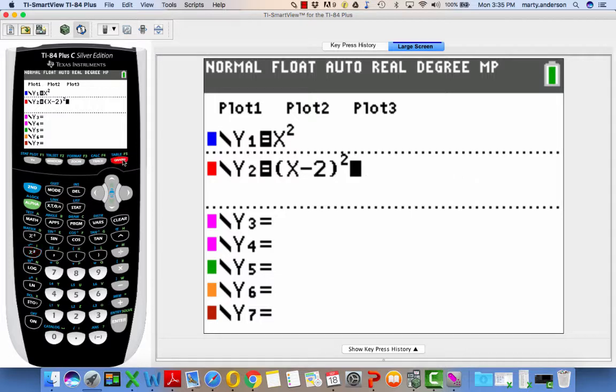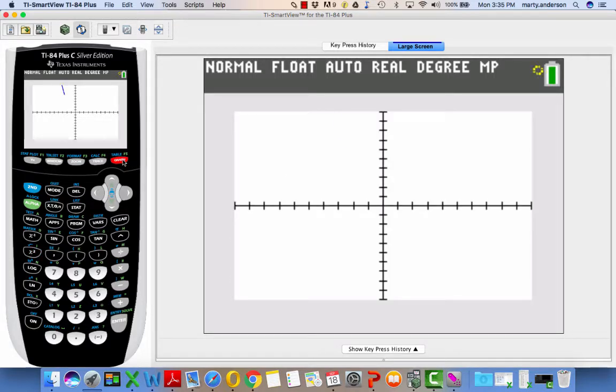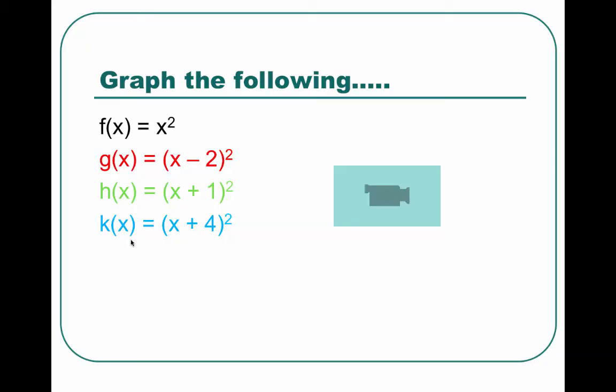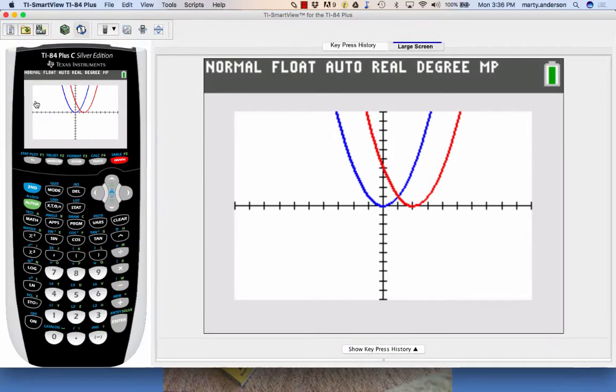Now when we look at this, here comes my y equals x squared. Now here comes my y equals x minus 2 squared. And this may be a little bit of a surprise to some of you, where one might have assumed that y equals x minus 2 squared would have gone 2 to the left, but in fact it went 2 to the right. So the next one they want us to do, x plus 1 squared.